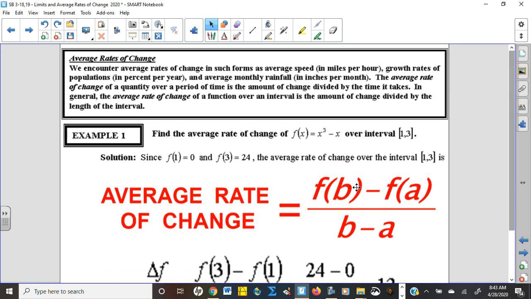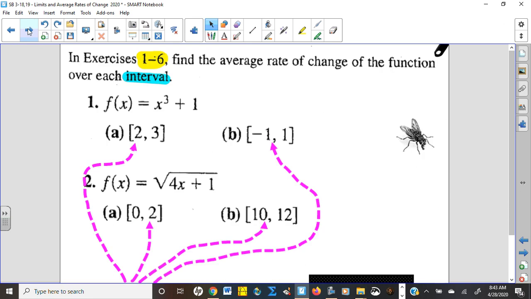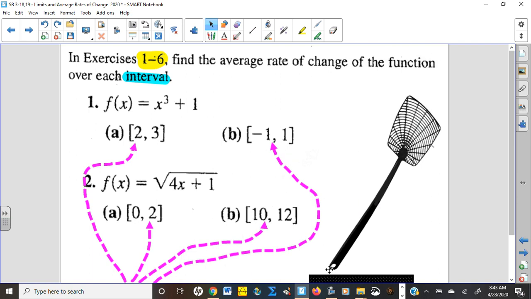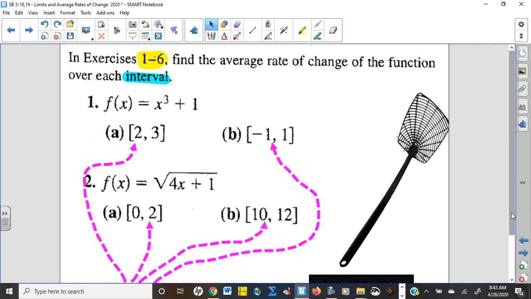Average rate of change, we're going to find, is just slope. So after all that discussion of all the different rates of change along a curve, it just comes down to slope. All right. Hey, what the heck's going on here? I'm sorry, it's kind of gross. All right.